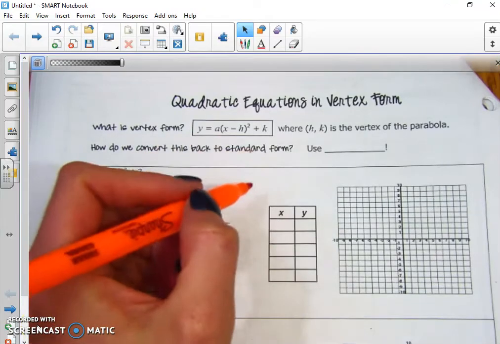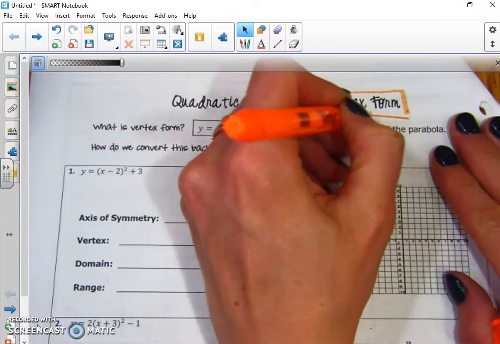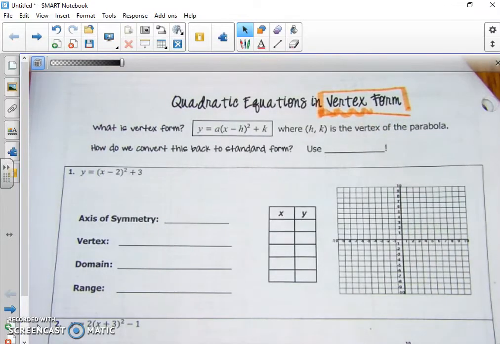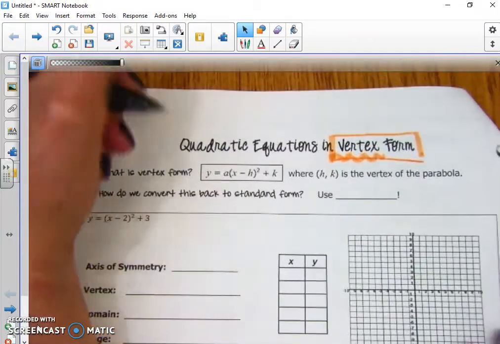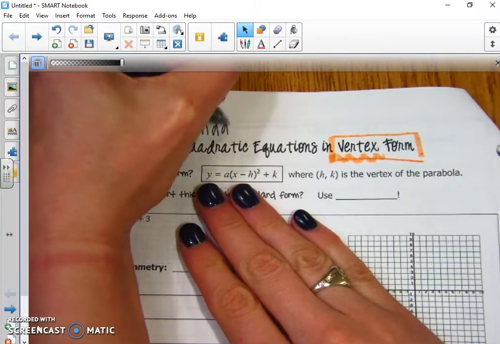Today we're talking about quadratic equations in vertex form. So this is when they're in a form that tells us their vertex directly. Normally we're used to seeing them in standard form. So just a reminder, think about what standard form looks like.